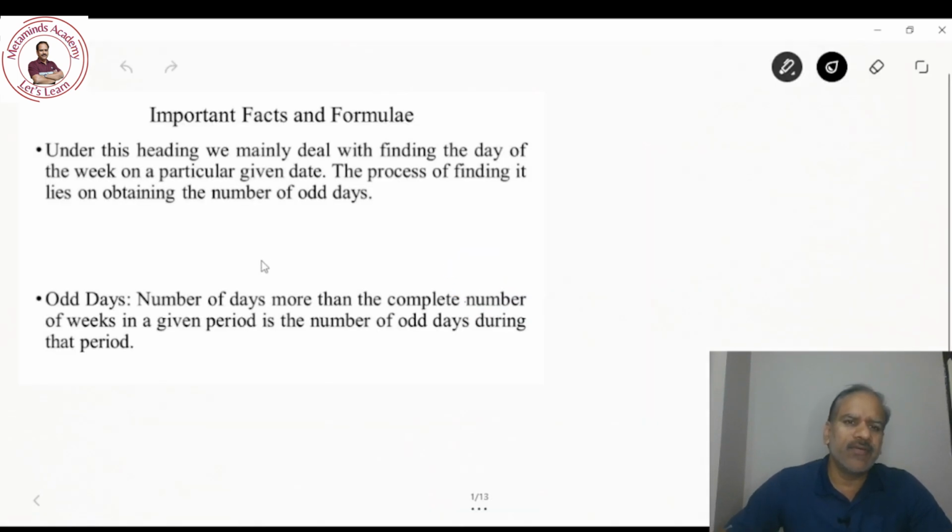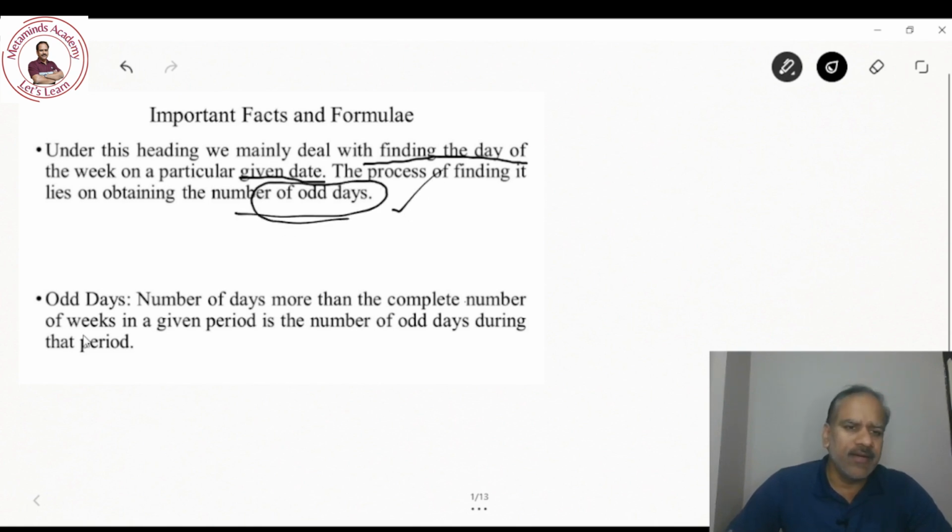So, the problem that we are going to deal with in calendars is finding the day of the week on a particular given date. Once you are given the date, you are required to find out the day of the week, right? The day on that particular date. The process of finding it lies in the concept of odd days.